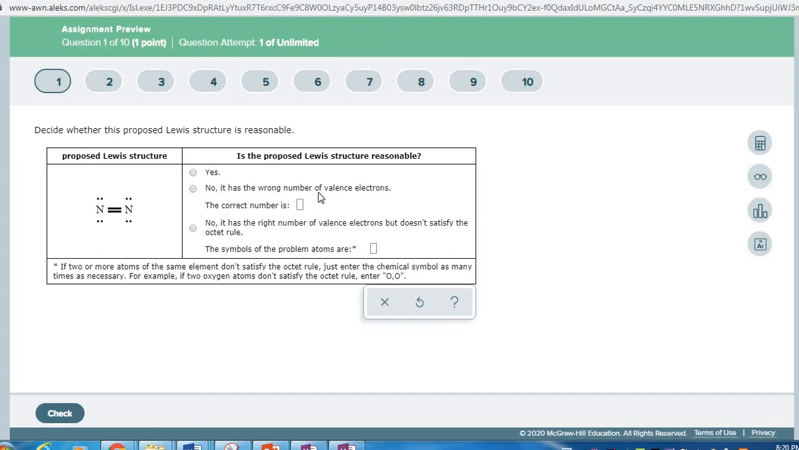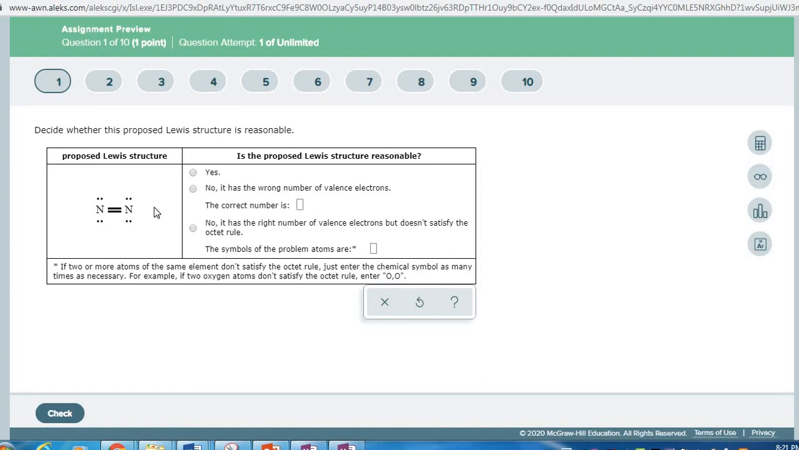No, it has the wrong number of valence electrons. And what are the correct number of valence electrons? Or no, it has the right number of valence electrons but doesn't satisfy the octet rule. So let's look at this first. So nitrogen, this is N2, the molecule N2.